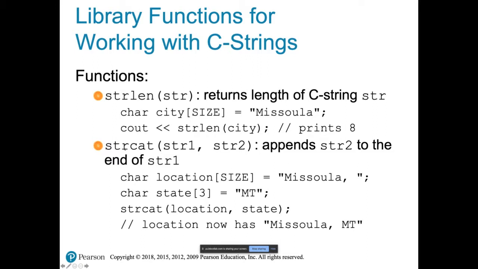strcat concatenates string 2 to string 1. So here's your char location with its size. Here's your array, empty. So you're going to take in state and append it to location. The location is Missoula and comma, and then you're going to attach Missoula comma, and then you append MT. Make sure the size can handle the concatenation.